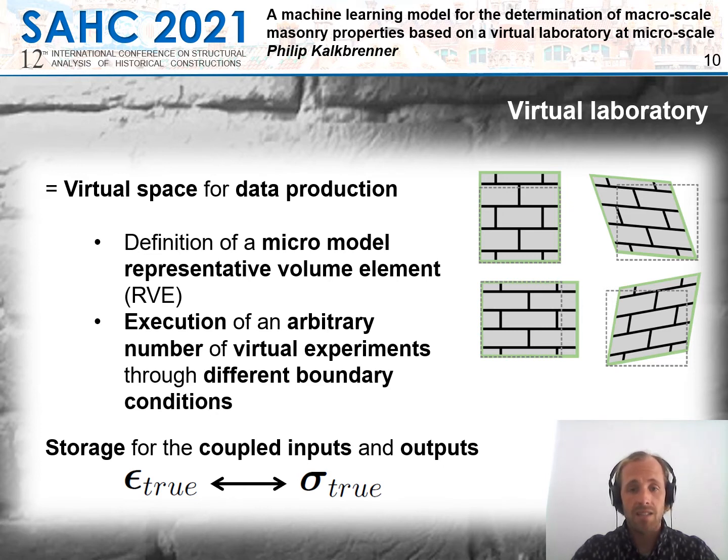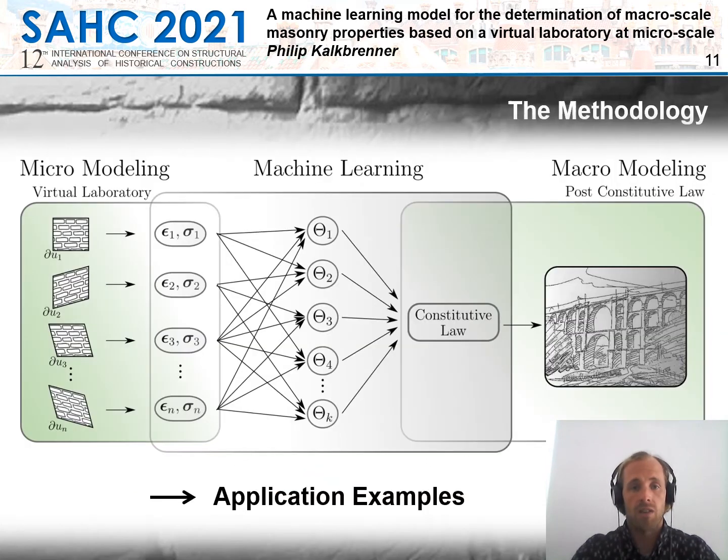Each case has a different boundary condition, as we can see here, for example, 4 cases. And we have different deformations, and this leads to different stresses and different strains. And these coupled strains and stresses we are storing in a huge file. And with this data, we can go to the training of the machine.